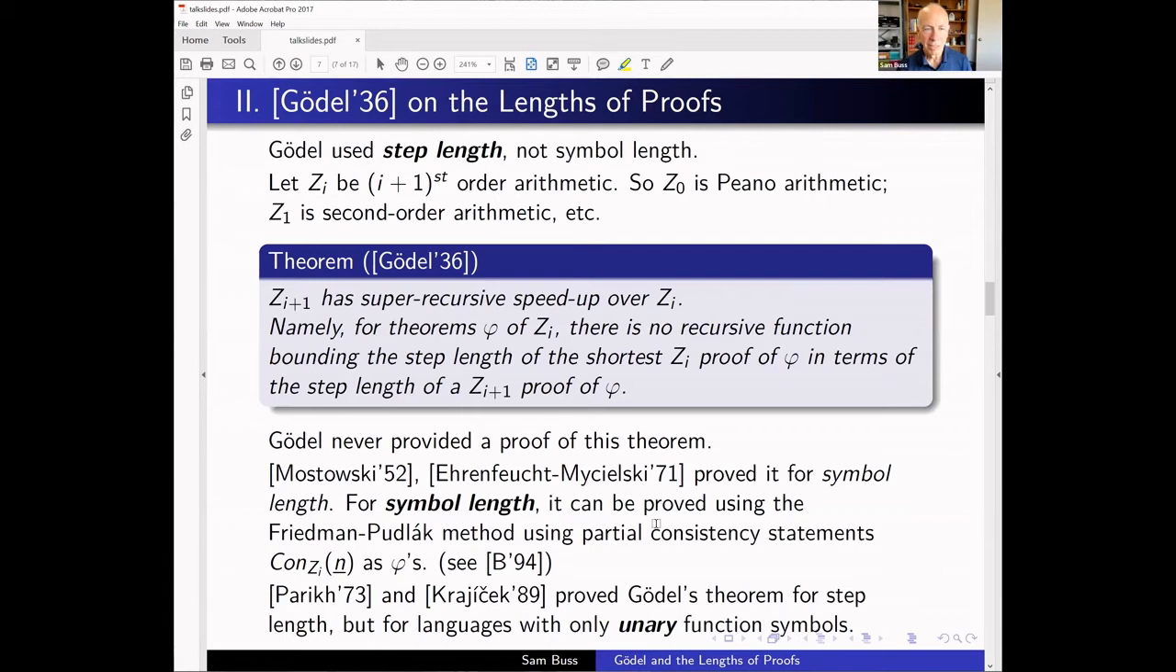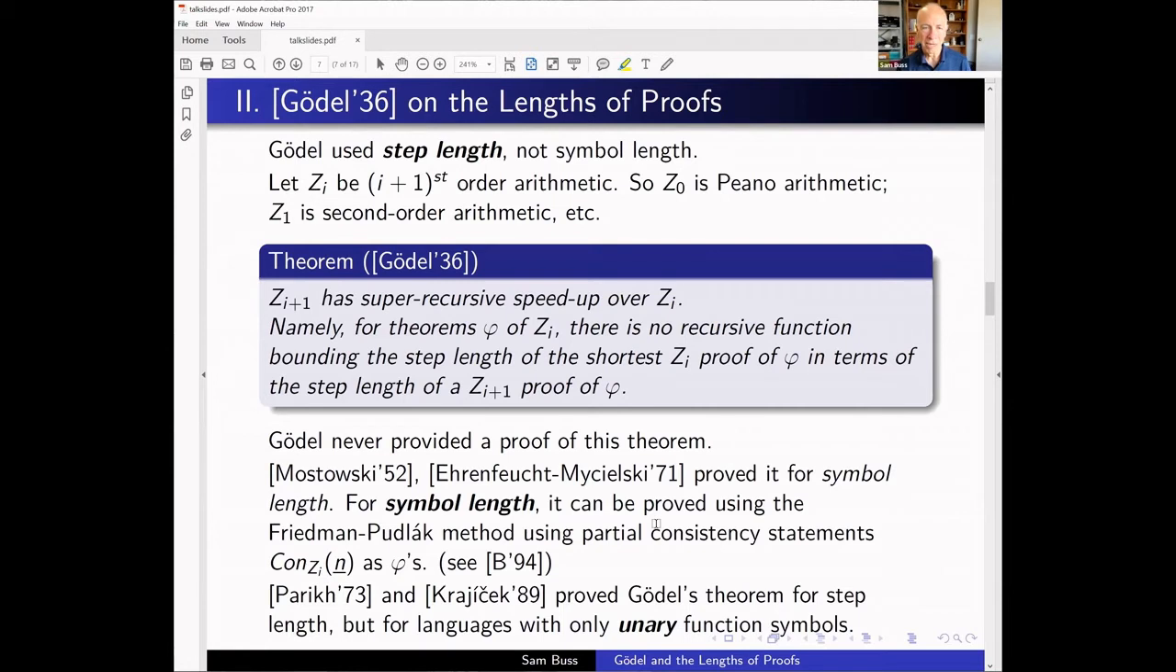Z_{i+1} has super-recursive speedup over Z_i in terms of proof length. Namely, take theorems phi of Z_i: there's no recursive function bounding the step length of the shortest Z_i proof of phi in terms of the step length of a Z_{i+1} proof of phi. Of course, Z_{i+1} proofs encompass Z_i proofs, so the step length of Z_{i+1} proofs is no worse than that of Z_i proofs, but they could be substantially shorter.